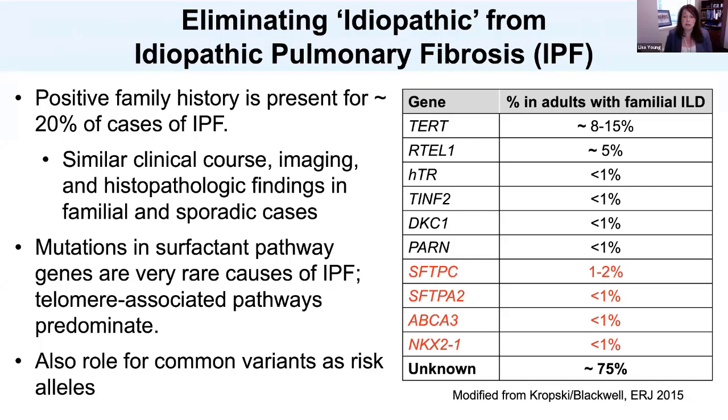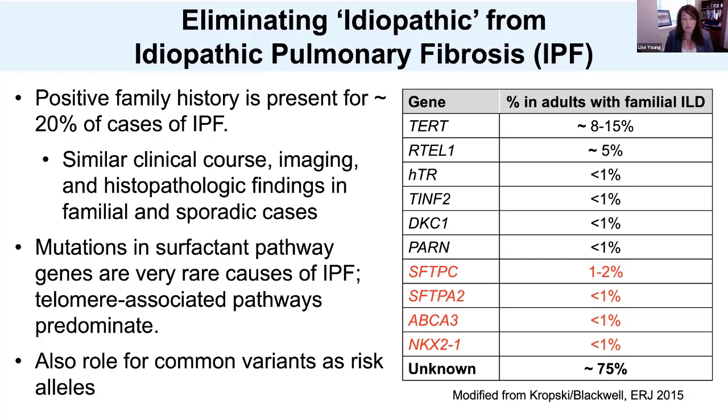But just as pediatric lung disease evolved, adult ILD has too. And so I want you to know that a lot of what was called idiopathic pulmonary fibrosis is no longer idiopathic. It was recognized many years ago that there was a positive family history for about 20% of cases, and that these family cases looked identical in clinical course, imaging, histopathology to the sporadic cases.